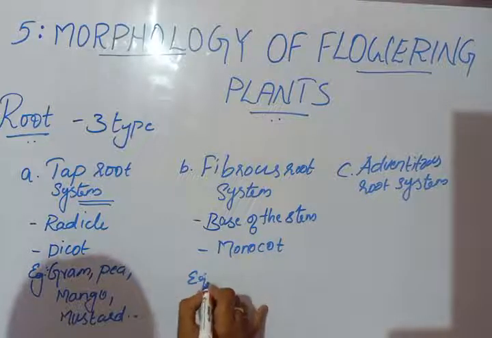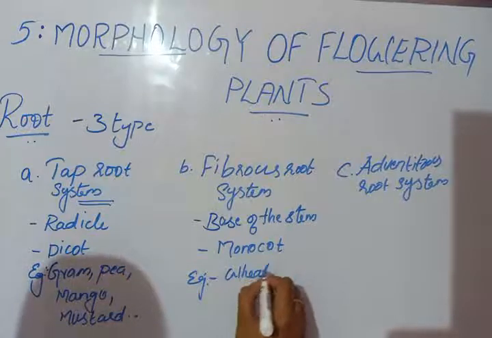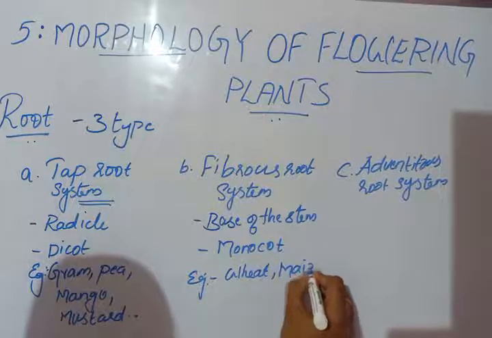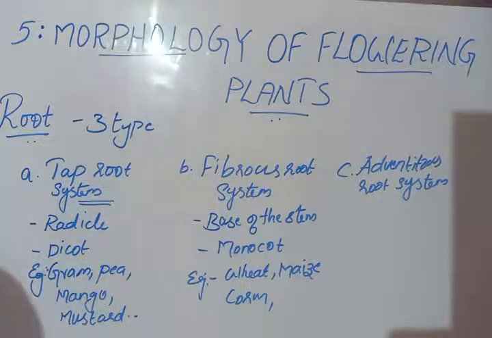Monocot plants bear a fibrous root system. Examples: wheat, maize, corn, etc. The fibrous root system is the root that originates from the base of the stem. Most monocotyledon plants have a fibrous root system. Examples: wheat, maize, corn, paddy.